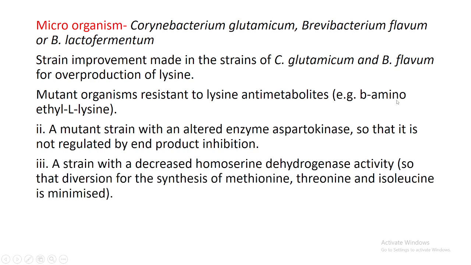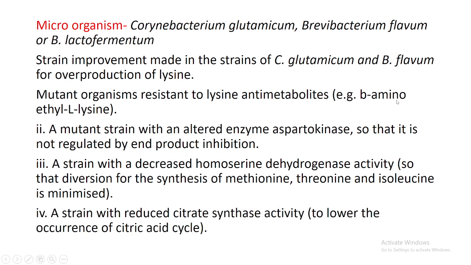Such mutants were also selected. The strain with decreased homoserine dehydrogenase activity, the enzyme taking it to the different pathway, the biosynthesis of the other three amino acids, has been selected so that whatever is there is going to produce lysine. And then the strain with reduced citrate synthase activity was also selected, and this reduces the occurrence of the citric acid cycle and has been shown to increase L-lysine production.